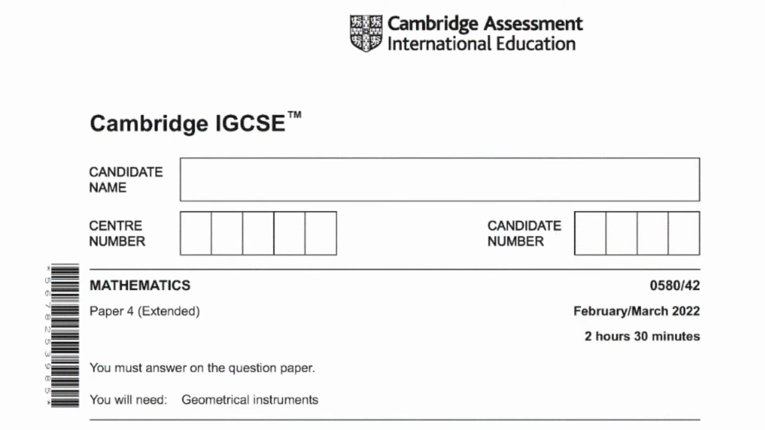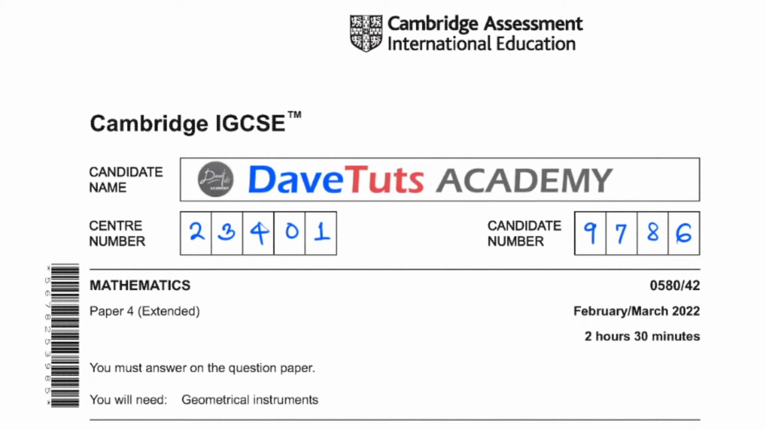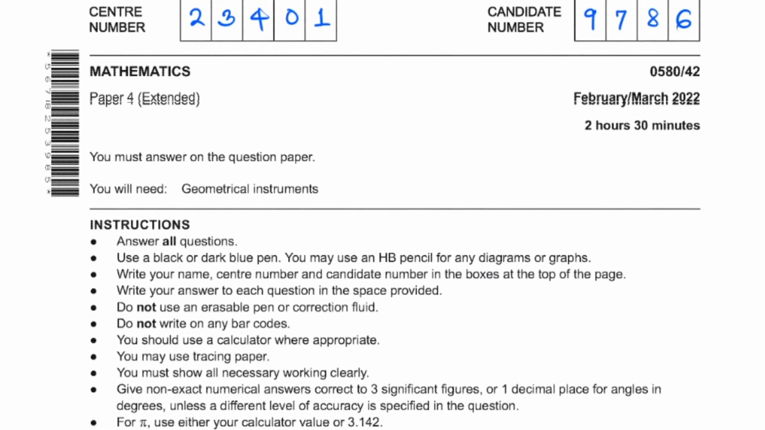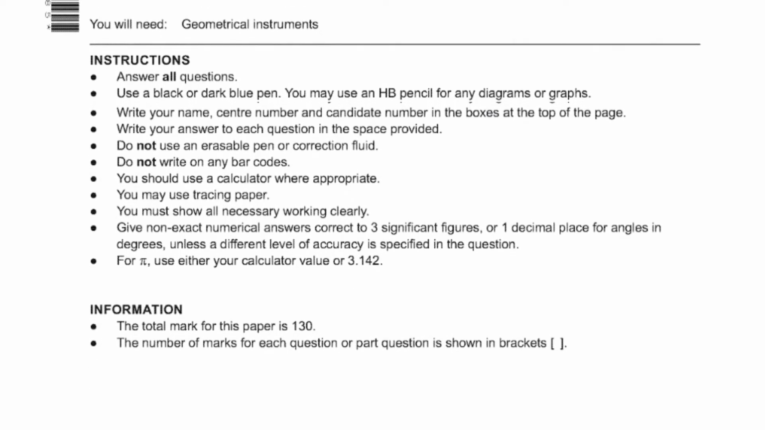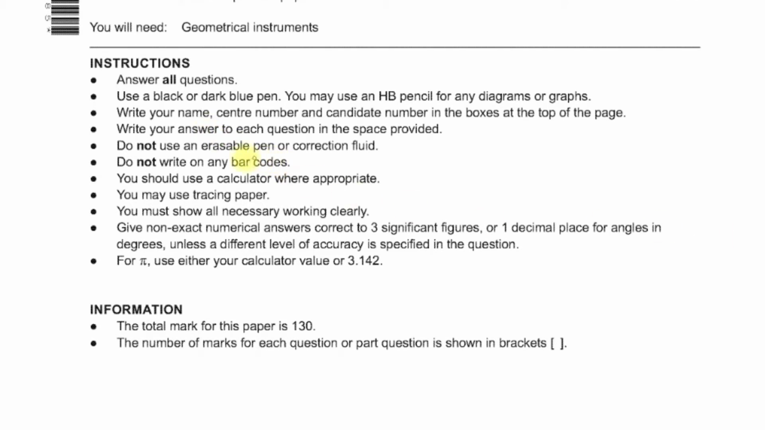Now, I am an advocate for sticking with instructions, and the very first is that you have to write your name and your center number in the spaces that are provided, which I'm also complying with here. Once you do that, you will be on the way to getting your mark done and dusted. And then we have this instruction set. You have to answer all of the questions. Use blue or dark blue pen, then use HB pencil for diagrams, and so on and so forth.